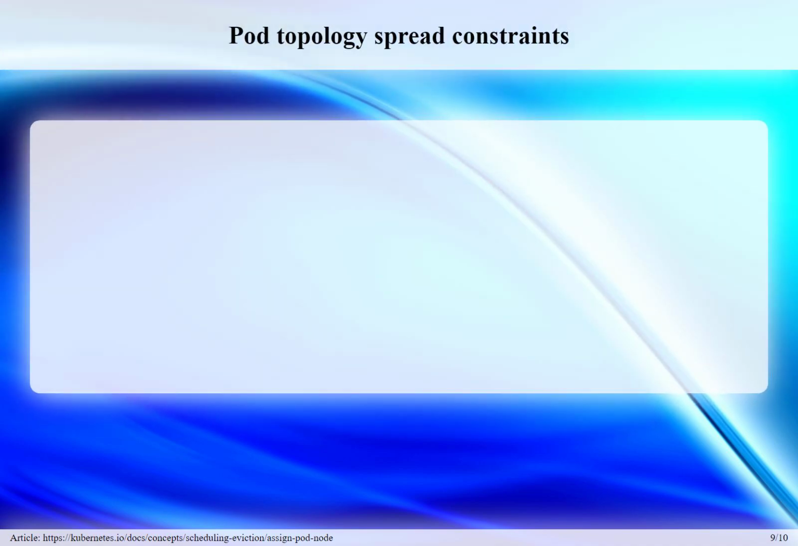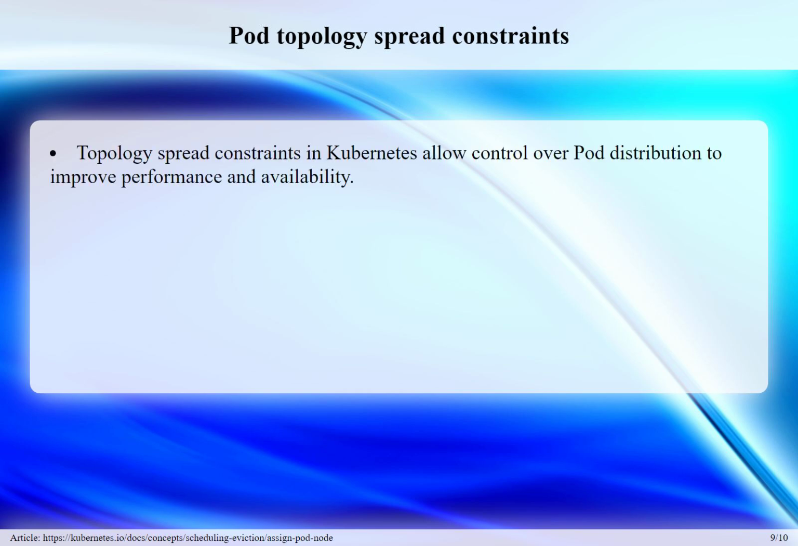Pod topology spread constraints. Topology spread constraints in Kubernetes enable controlling the distribution of pods across various cluster domains, e.g., regions, zones, nodes. This strategy aims to enhance performance, availability, or resource utilization. For detailed information on implementing these constraints, consult the pod topology spread constraints documentation.